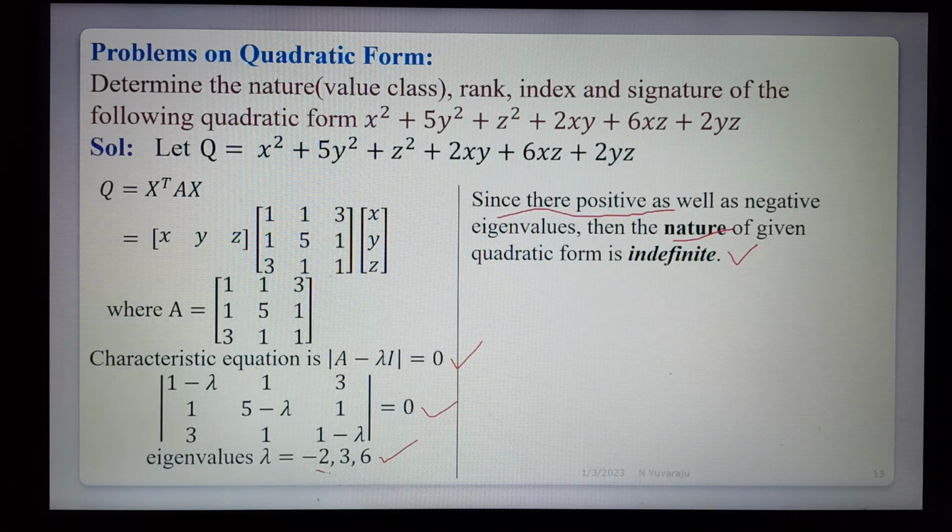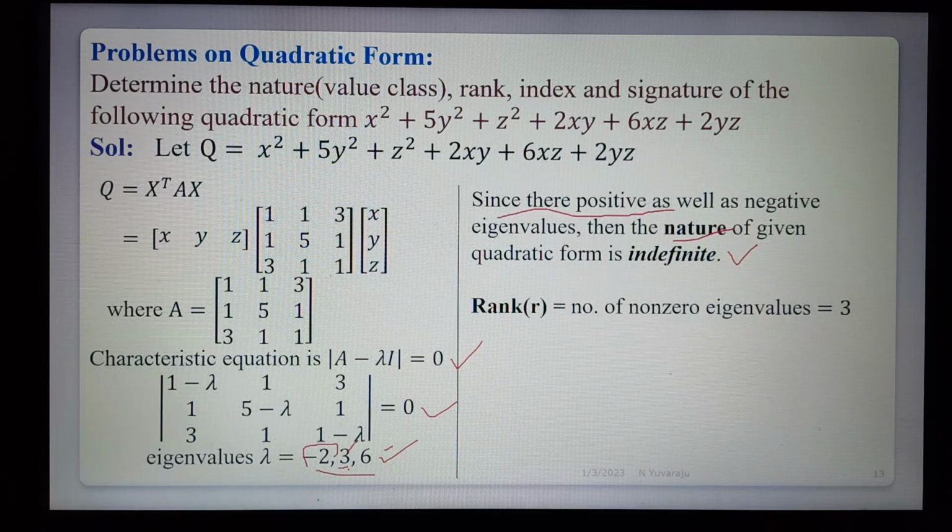Next, rank is the number of non-zero eigenvalues. Minus 2, 3, 6: the total number of non-zero eigenvalues is 3. So rank is equal to 3. Next, index is the number of positive eigenvalues. Here 3 and 6, only 2 numbers. Therefore index is 2.